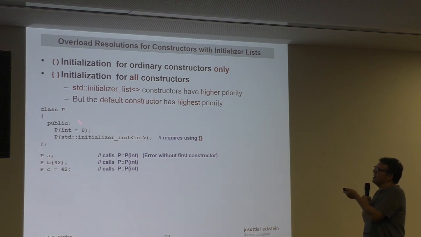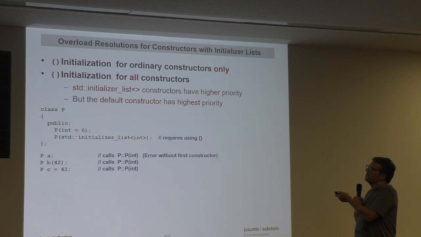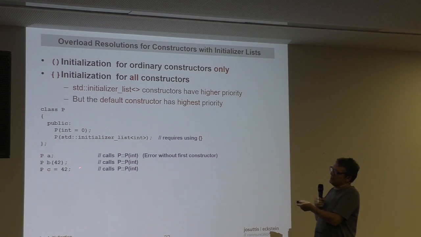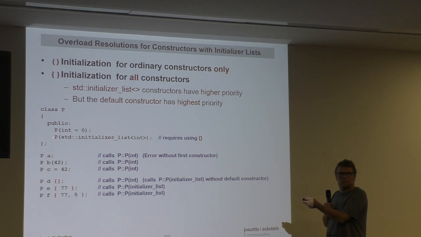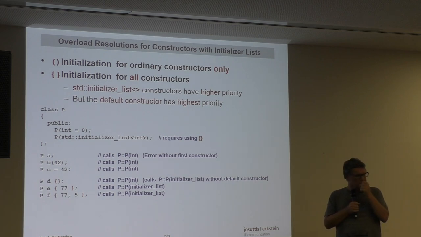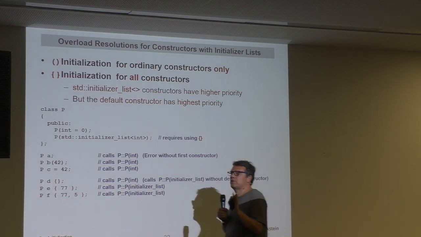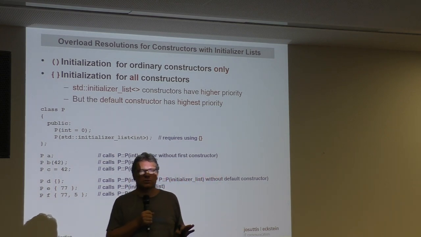Well, then the rules are, by default, the initializer list constructor is taken using curly braces unless the list is empty. So that means if we declare something without curly braces, this constructor can't be called, only this. If we use curly braces, then it depends on how many arguments you have in this curly braces list. If this is empty, the first constructor is called. If there are values inside, this constructor is called. Note that for one integer, the first would also match.